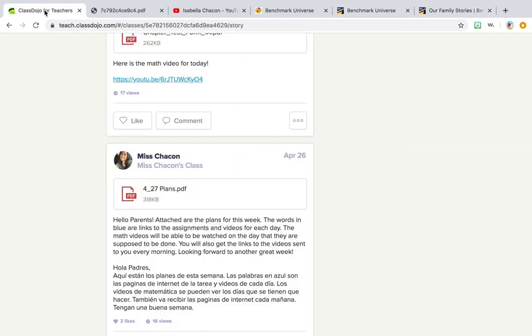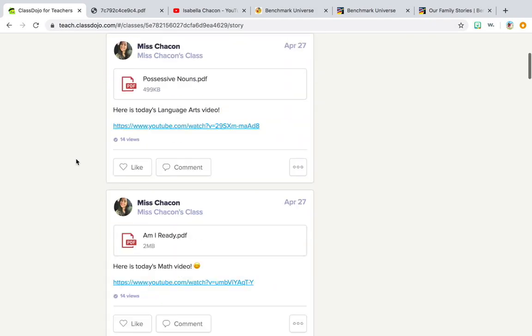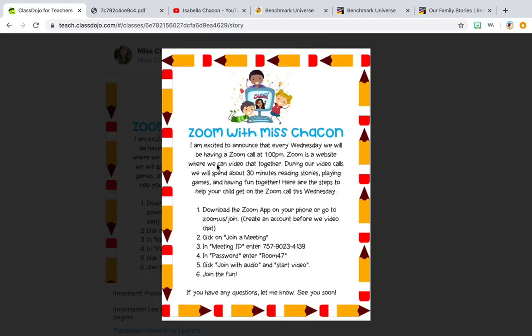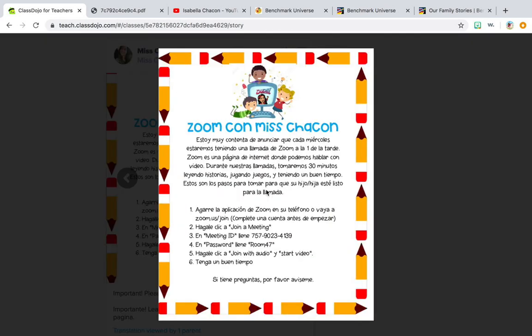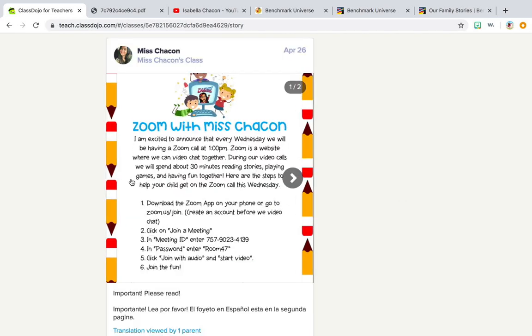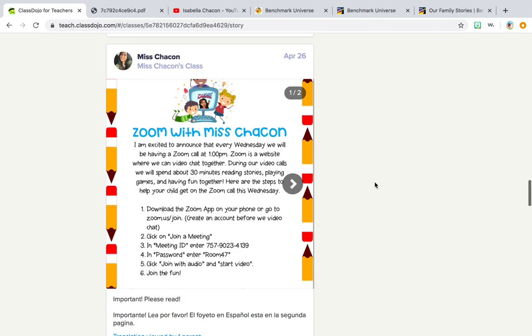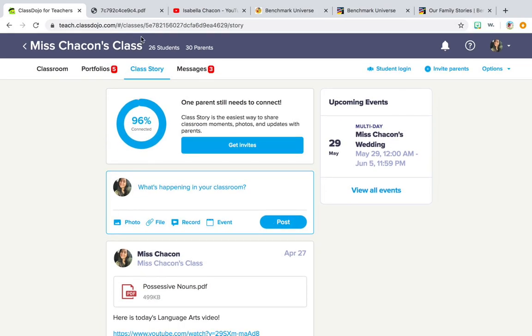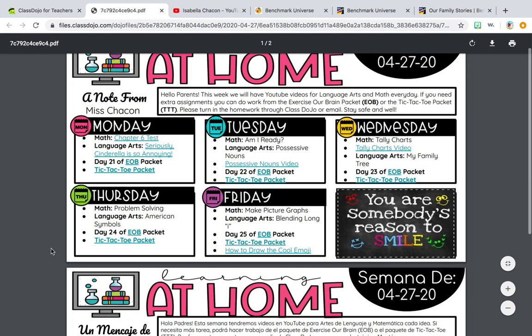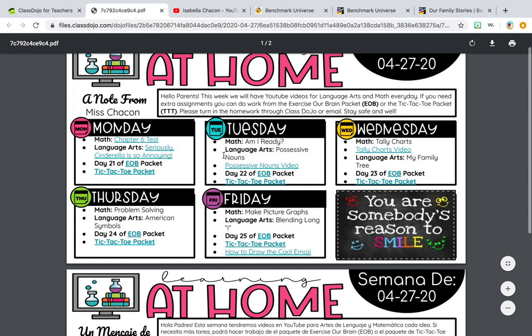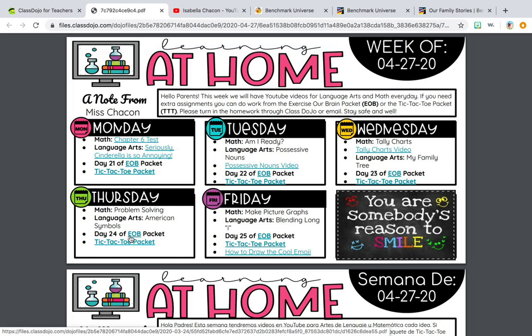Before we start, just a little reminder. Tomorrow we are Zooming, so if you have any questions about that, be sure to just ask me. I have all the directions here in English and in Spanish, so if you need any help, you can read that, and if you still don't understand, you can just talk to me on Class Dojo. Also, please remember to look at our plans because our plans are telling us what we're doing every single day. We have Am I Ready, tally charts, all of this cool stuff that we're doing throughout the week. So please remember to be doing that.